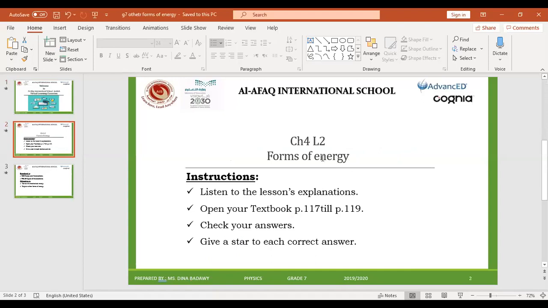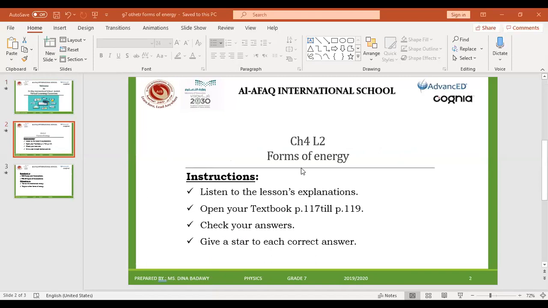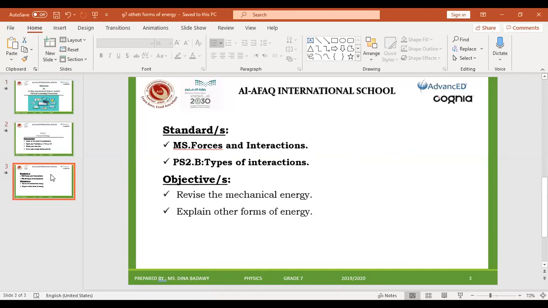Our lesson today is Chapter 4, Lesson 2, Forms of Energy. We'll continue this lesson today. Listen to our instructions, listen to the lesson's explanation. Open your textbook, page 117 till page 119. Check your answers and give a star to each correct answer.